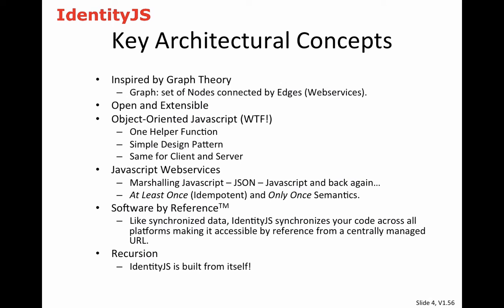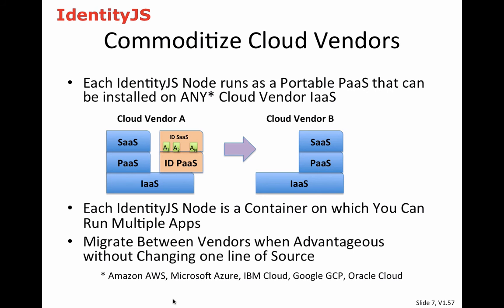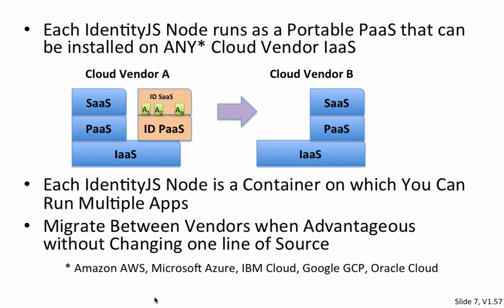And it's all based on recursion, so IdentityJS is built from itself, meaning it employs software by reference, employs its own web services internally. So let's look at Identity Cloud in the traditional layered fashion. Identity Cloud runs as a portable platform as a service. It can be installed on any cloud vendor's infrastructure layer, or of course can be installed on private devices, corporate devices, IoT devices. It's the same platform in all cases.